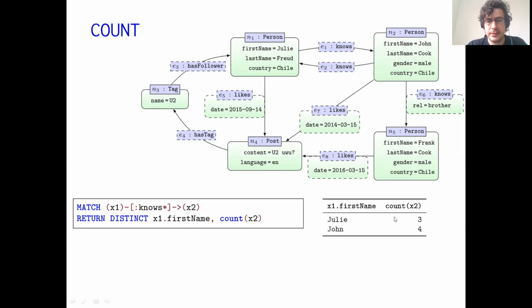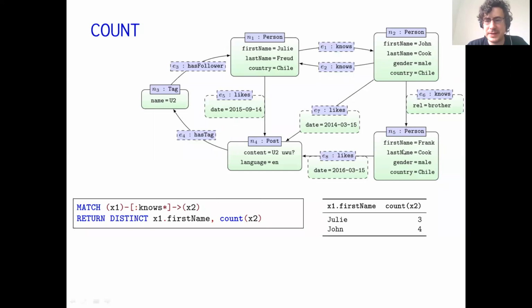So, for John, we have 4. Let's see if we can find the fourth one. So we have 1, 2, 3. We also have, why 4? So we have 1, 2, 3. Okay, sorry, right, yeah.